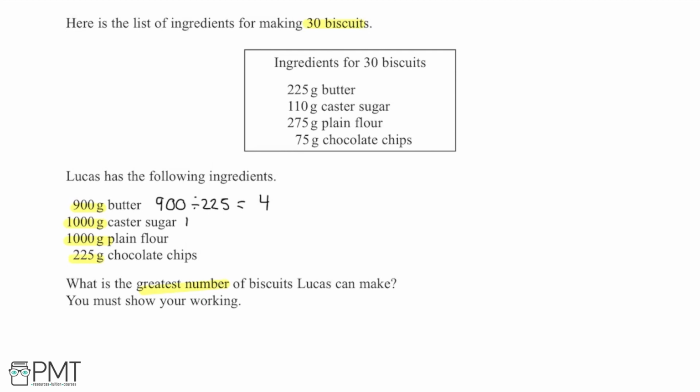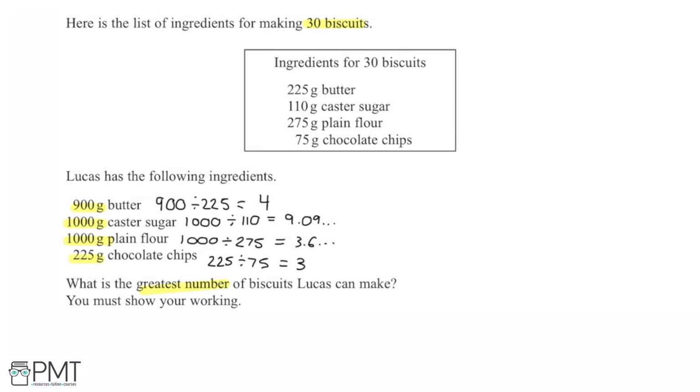So similarly here, we take the 1,000, and then I'm going to divide that by the 110, which is required for one batch, and that gives me an answer of 9.09 to a couple of decimal places there. Similarly, 1,000 here divided by this 275 from the question, and this one is going to give me an answer of 3.6. And then finally, 225 divided by 75, and this time we get an answer of 3.